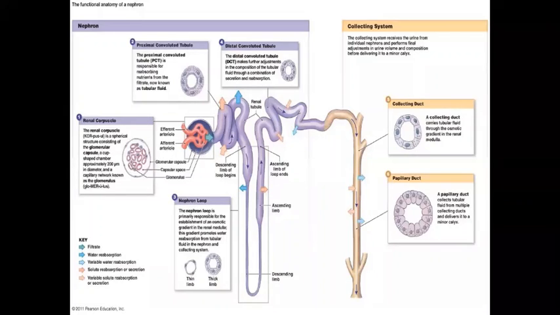So tubules are just like tiny tubes. That's why they're called tubules. So whatever has been filtered is called tubular fluid now. It will start moving within the kidney nephron.